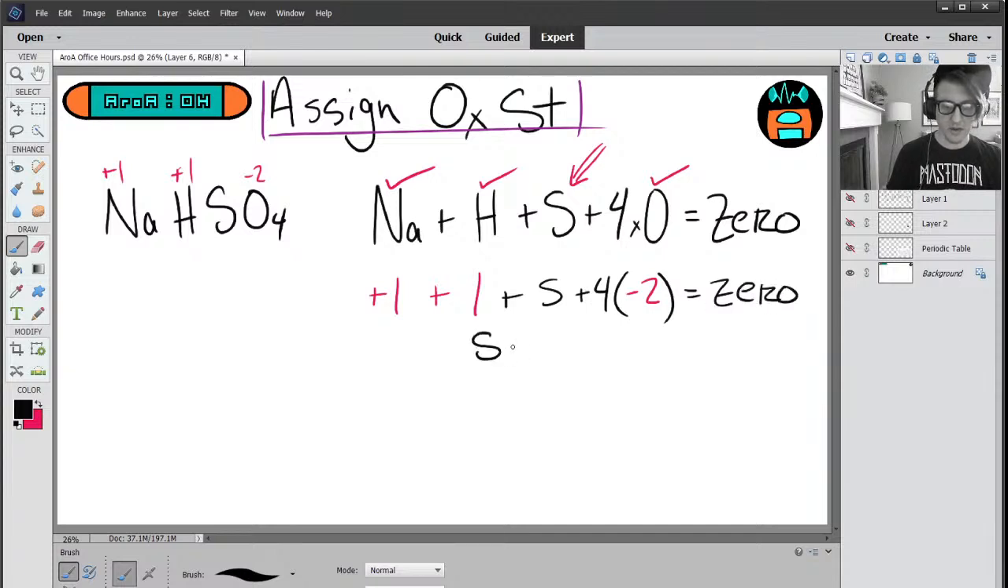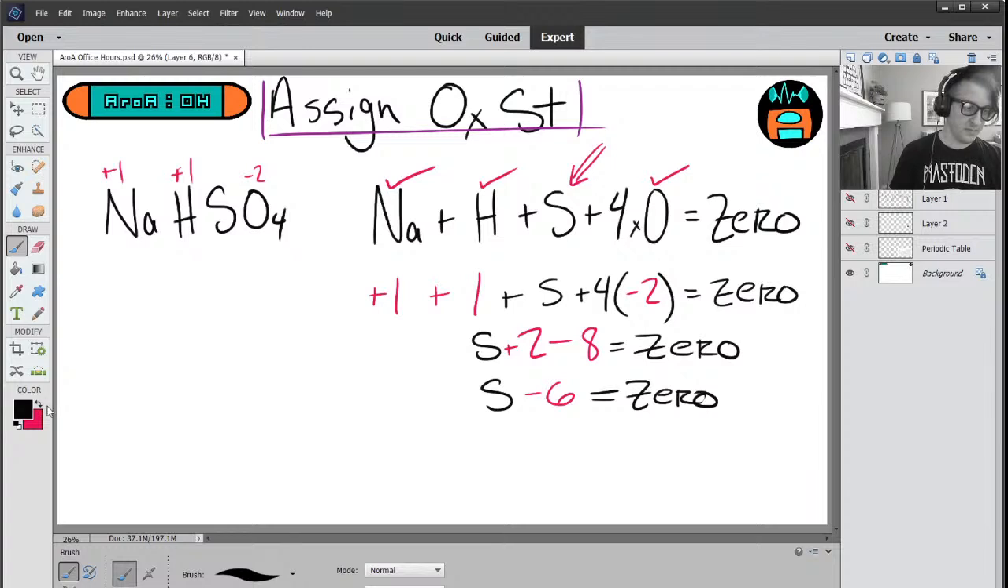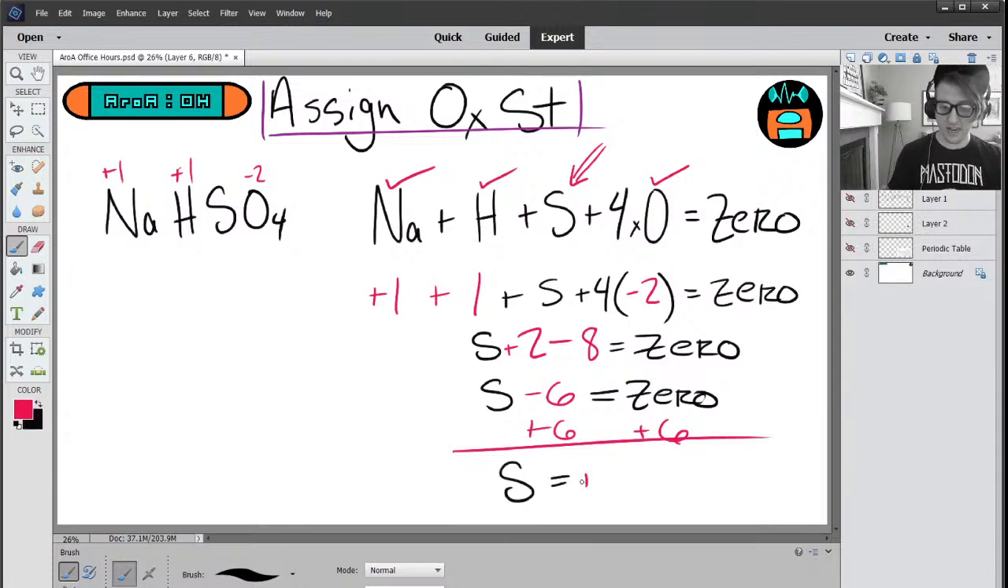Now, if we simplify things a little bit, we have sulfur. 1 plus 1 is 2. 4 times -2 is -8. And all of these add to 0. +2 minus 8 is -6. So sulfur minus 6 is 0. If we add 6 to both sides of this equation, we realize that sulfur has an oxidation state of +6 in this compound. So this was the example I was building to. It used all the rules, and we were able to assign an oxidation state to each and every element in this compound.